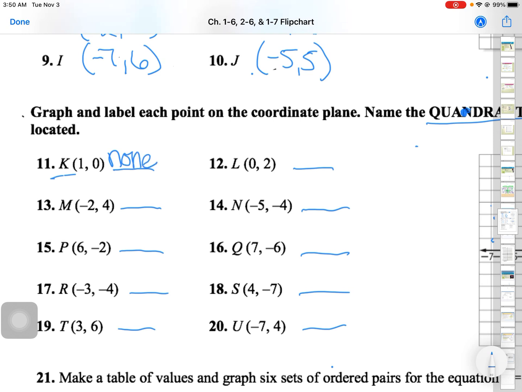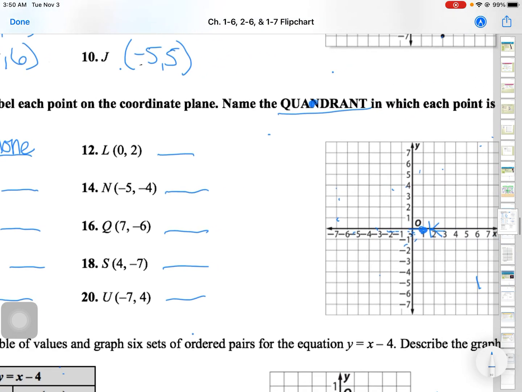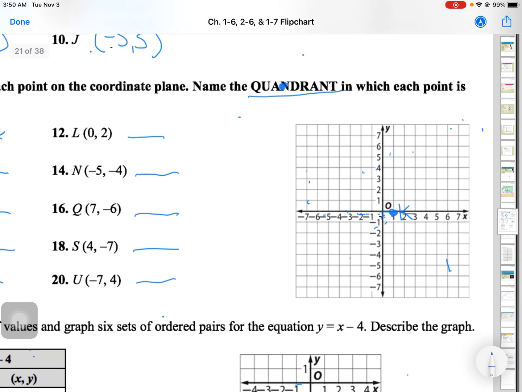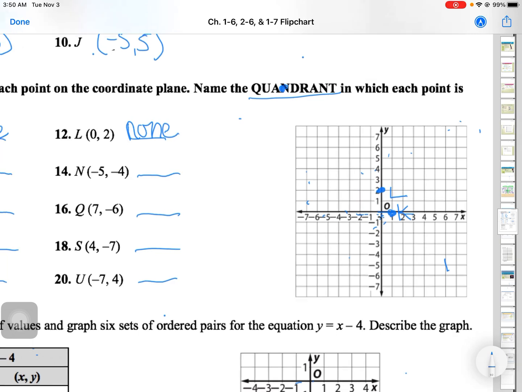When we're doing our data, we don't want to include that data later on when you're doing big science stuff. That's not in quadrants. That's not going to show what we know later on in chemistry and sciences. L, point L, over 0 and up 2. So again, I'm on a line, so we have no quadrant or none.